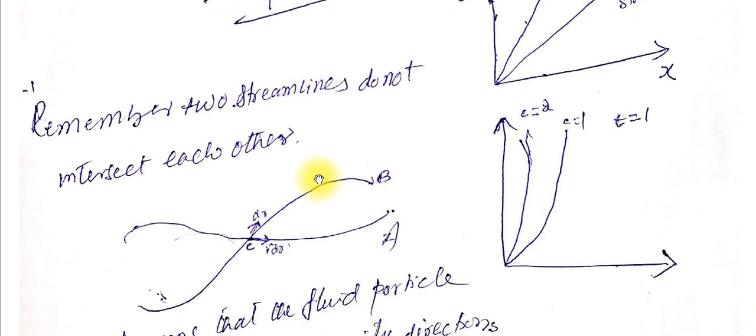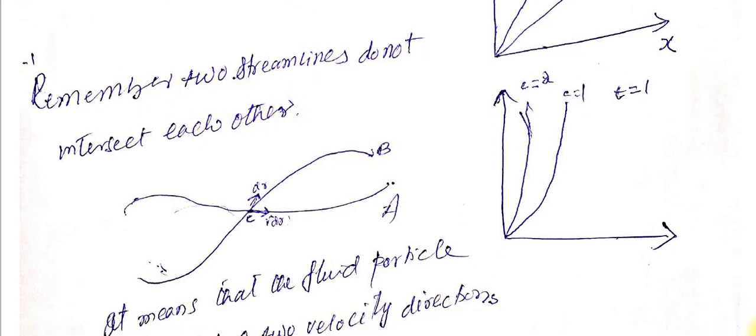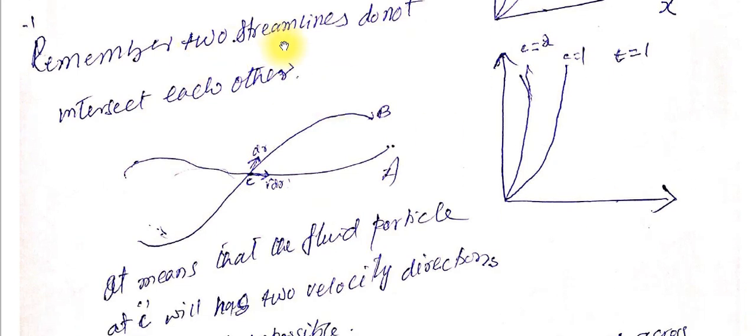Here are some properties of the streamlines. Remember, two streamlines do not intersect each other. How? Let's say these are two streamlines, one is a streamline and one is b streamline, and they intersect each other. Look at this point C. One velocity vector is in this direction and one velocity vector is in this direction. So it means that the fluid particle at C will have two velocity directions.